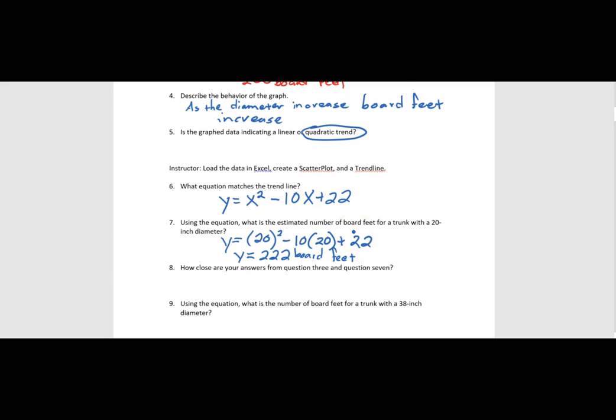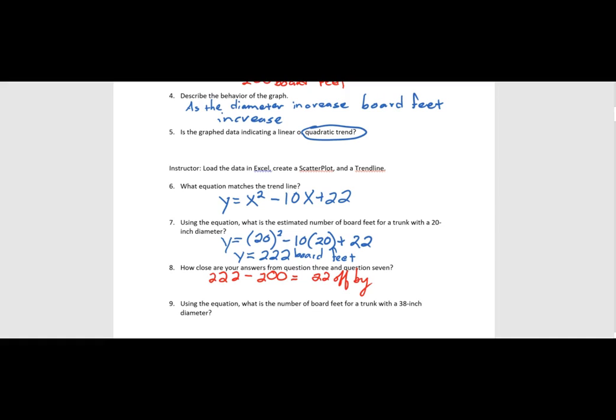Question 8 says, how close are your answers from question 3 and question 7? They are close. Now, originally we had said 200, right? So if we subtract the two values, 222 and our estimate of 200, we can see that we were off by 22. But we were close. Equations help us to create trends that we feel more confident in our values instead of providing just estimates.